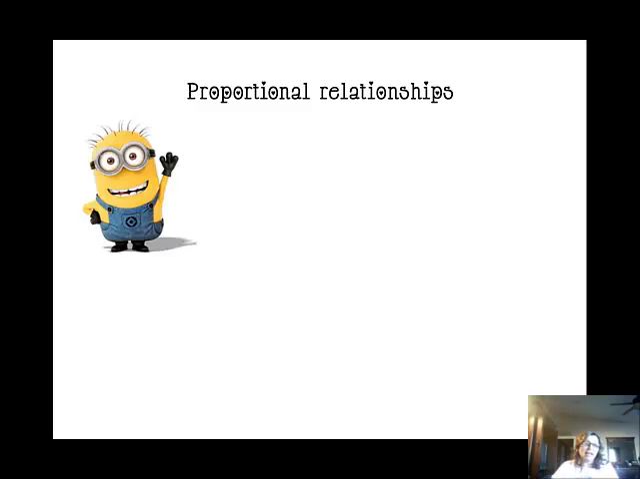Everybody, welcome to math class. Today we're going to be talking about proportional relationships. So I have a little bit of help today. Minion Dave is going to come help me talk about proportional relationships.